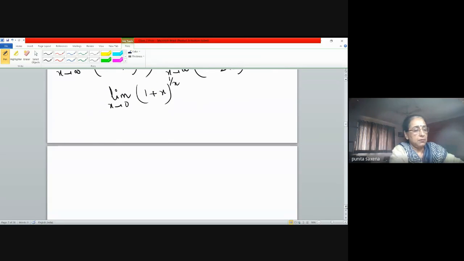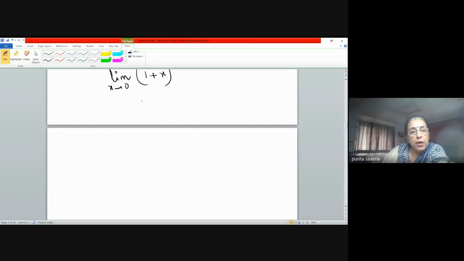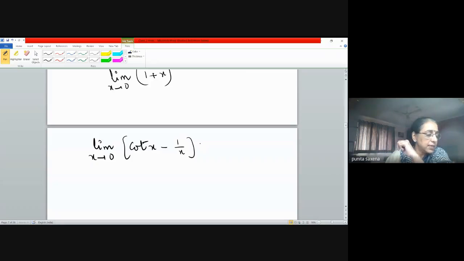Let's see if you have something like this function. Supposing you have to evaluate limit x tending to 0 of cot x minus 1/x. Similar to what I had written, but I've taken an exercise problem now. Limit x tending to 0 of cot x minus 1 by x. I hope you are writing along with me. I can write this as limit x tending to 0 of cos x upon sin x minus 1 by x.